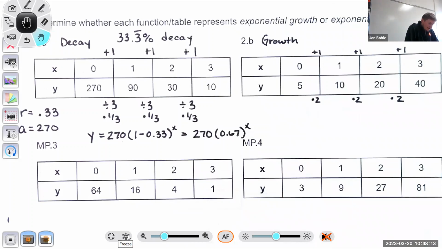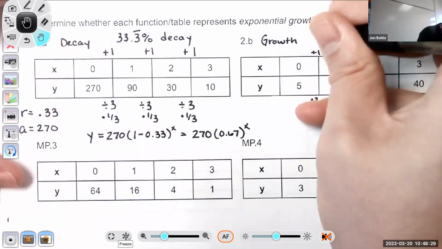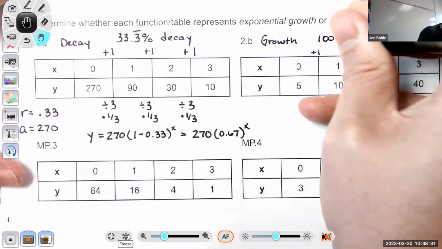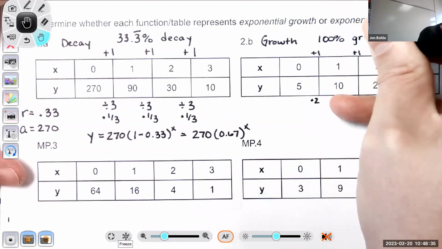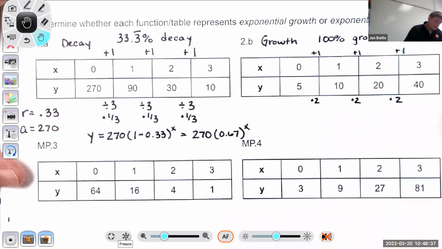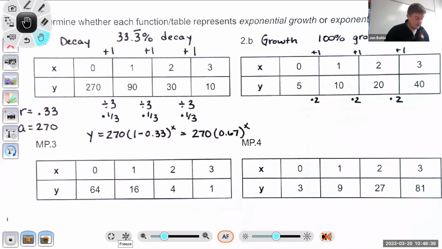Anybody think they know what the rate is? 150%? No, it's not 150%. No. Doubling will have a 100% growth rate, I believe. I should double check.